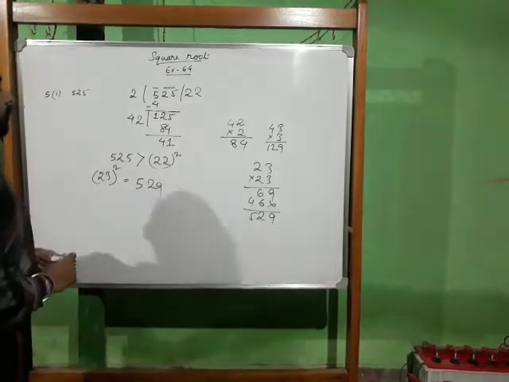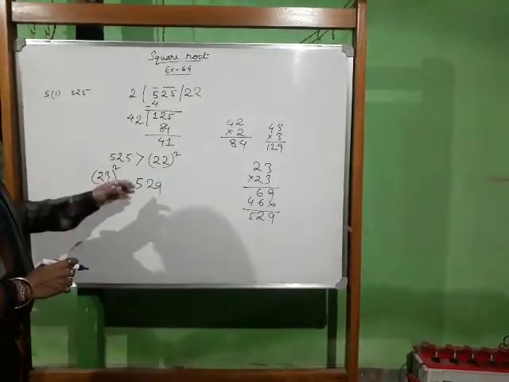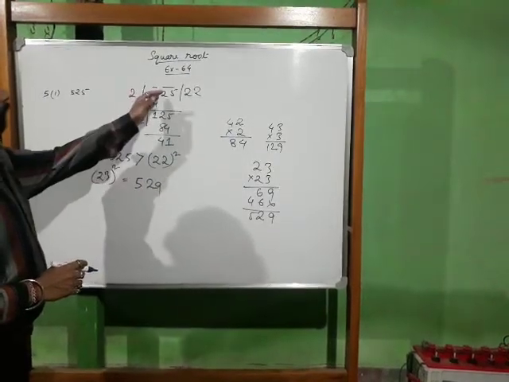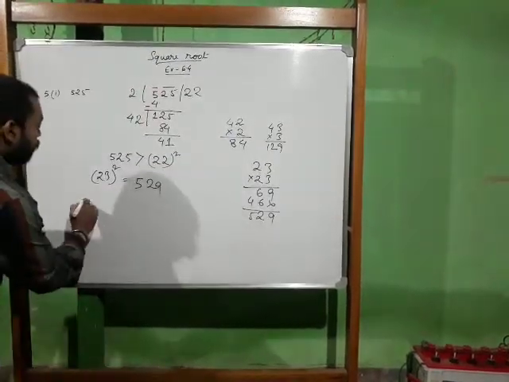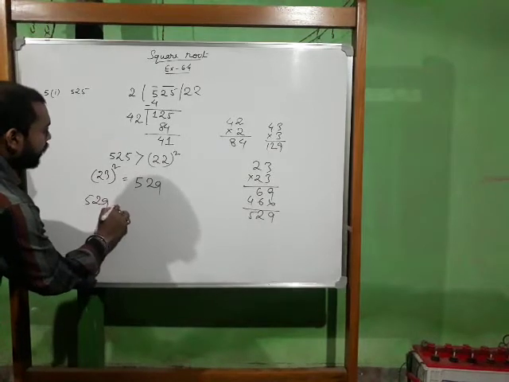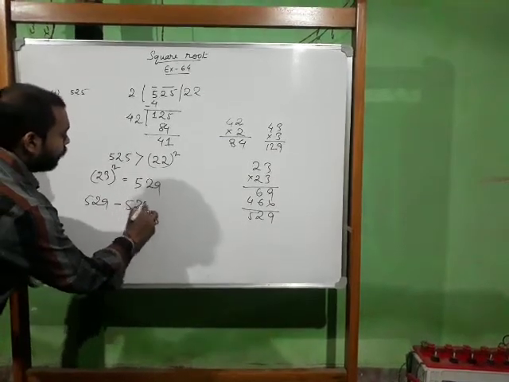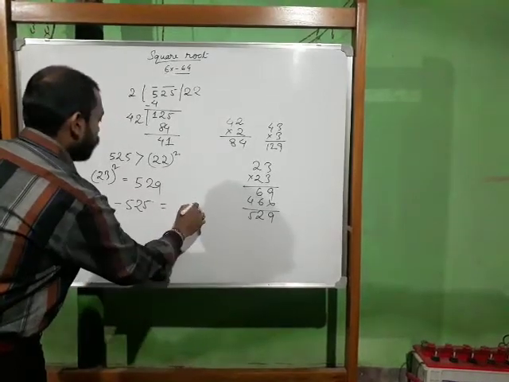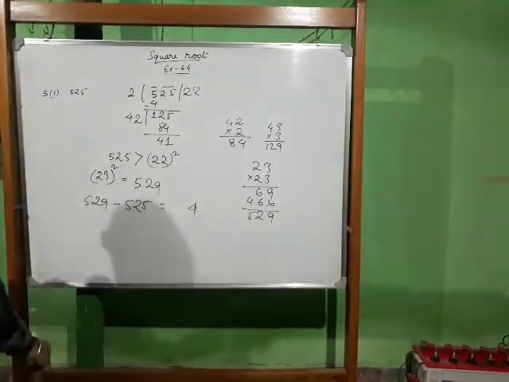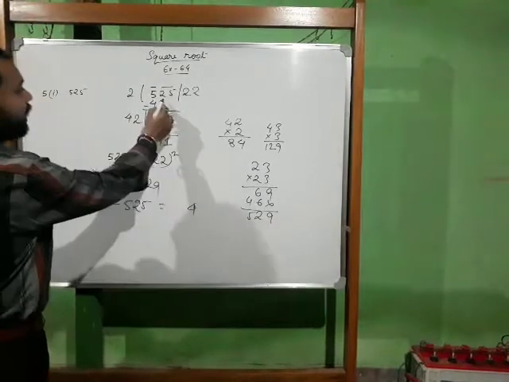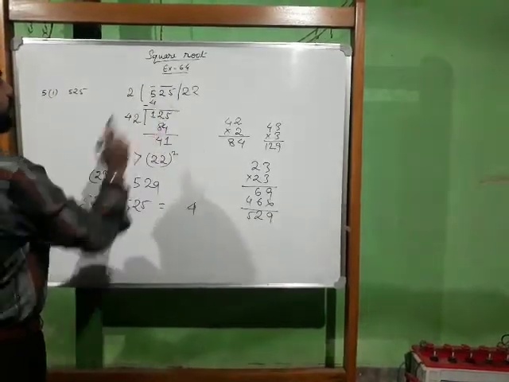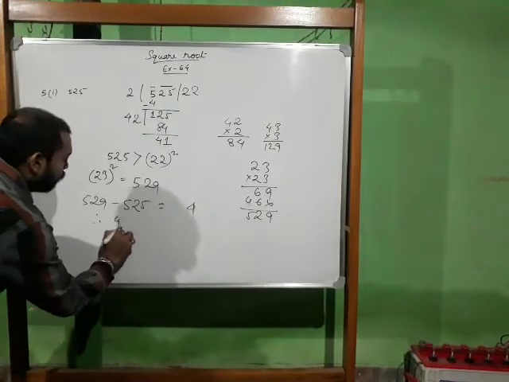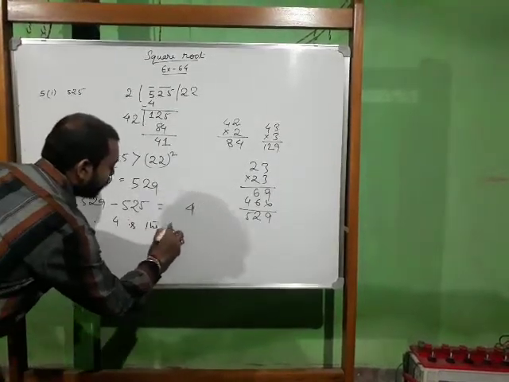529. So now what do we have to do? We have to subtract 529 minus 525. So do subtraction. 529 minus 525, the answer is 9 minus 5, it is 4. So you see, 4 is the least number that should be added with 525 to make it a perfect square number. So therefore 4 is the least number.